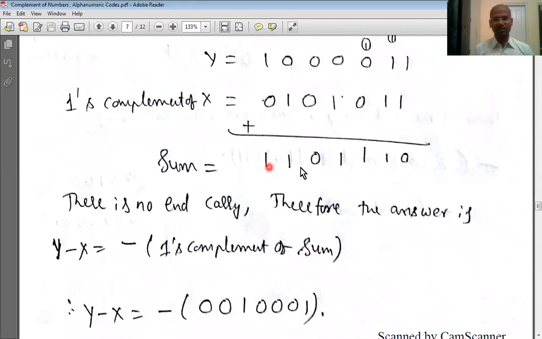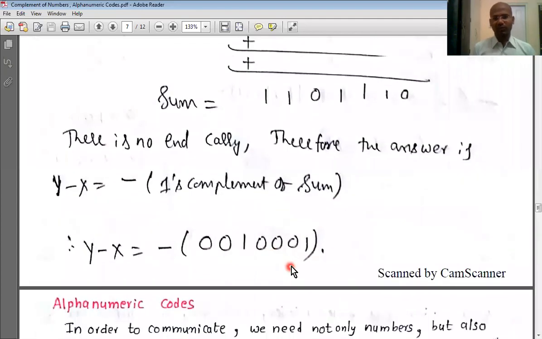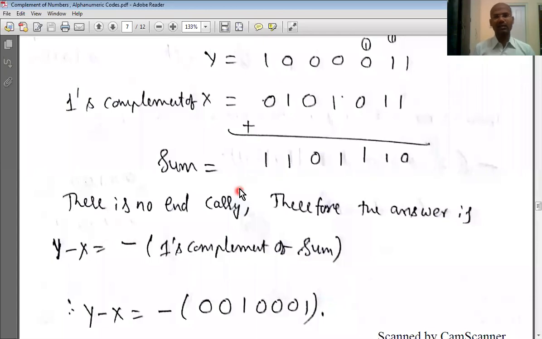Now find out the ones complement of this sum. That becomes the correct answer. So these two ones become these two zeros. This zero becomes this one, and these three ones become these three zeros, and this zero becomes this one. So this is our answer. So we are done with subtraction using complements.